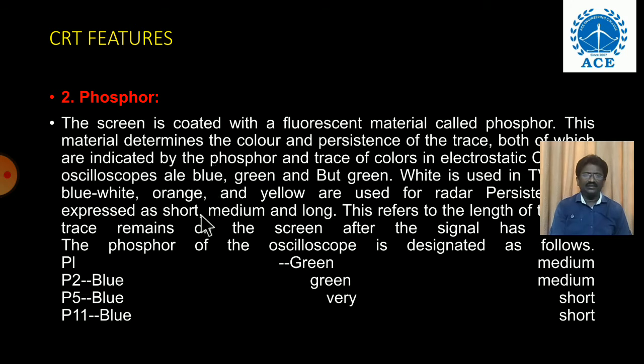So here P1, P2, P5, P11 are the designators combined in the tube type number. Suppose CRT number 5GP1 is a 5-inch cathode ray tube whose persistence is medium, with a green trace. One of the frequently used phosphors for photographing from the CRT is P11. P11 is blue, short. Particularly this phosphor combination is used for the purpose of photographing. So these are the ideas of the phosphors.